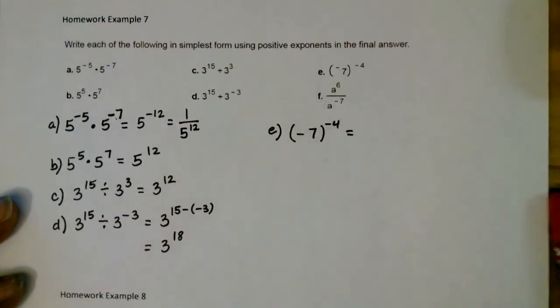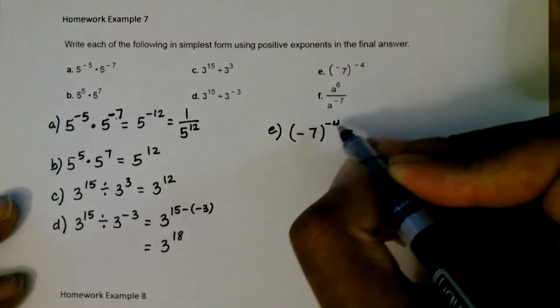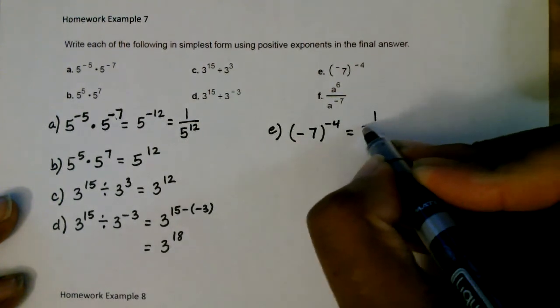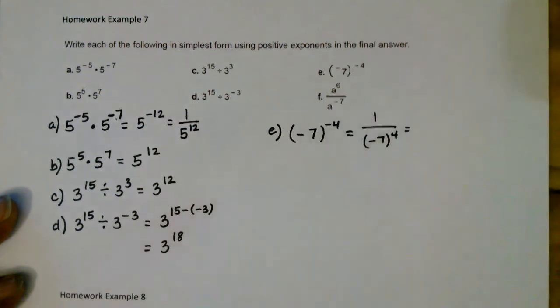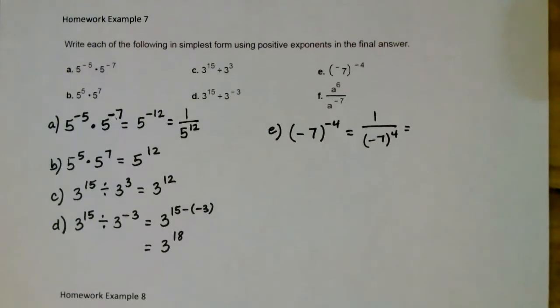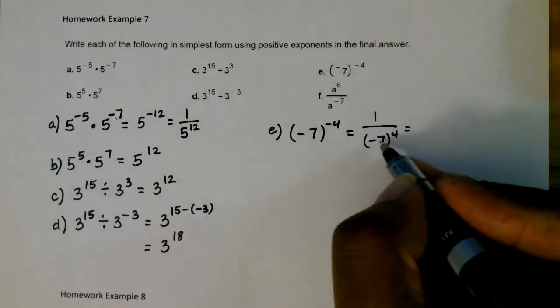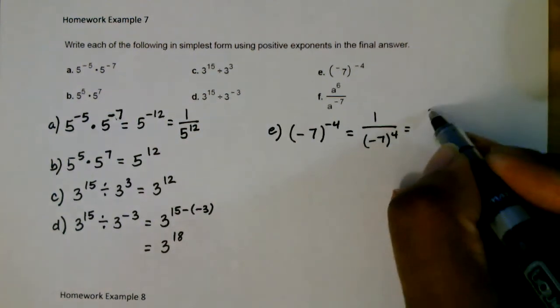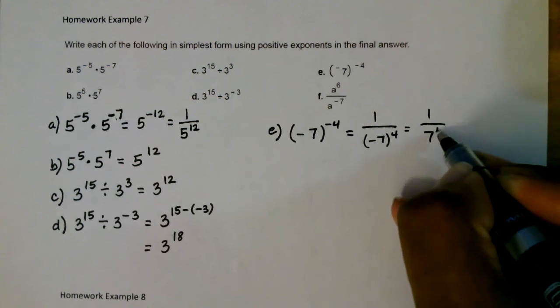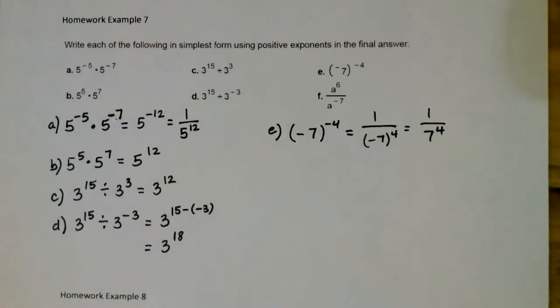Okay. With this one, we're going to have to write this because of the negative exponent on the outside. We have to write that as 1 over negative 7 to the positive 4th power. We have to write it like that. Now, a negative to an even power is going to be positive. So this will end up being 1 over positive 7 to the 4th power, because a negative raised to an even power is positive.